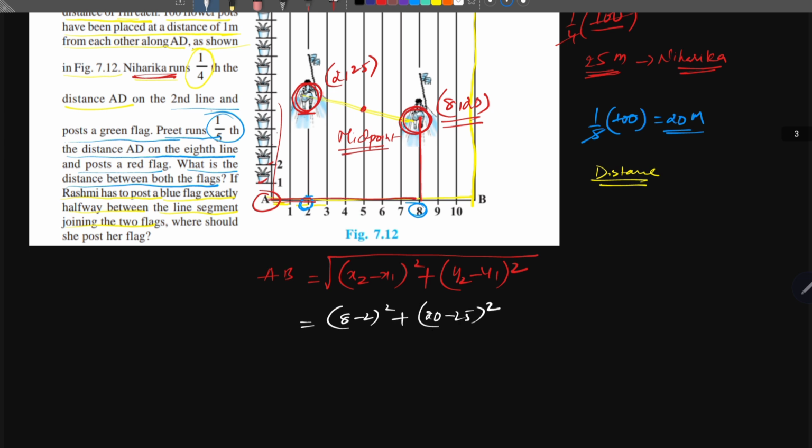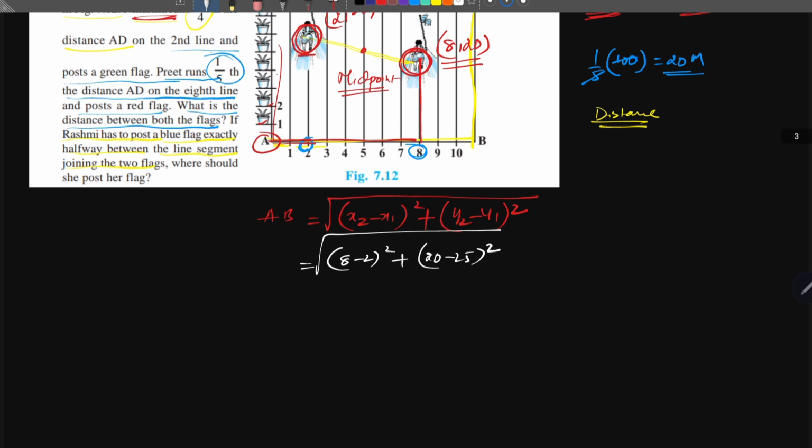So it is under root. 8 minus 2 is 6, whole square, plus 20 minus 25 is minus 5, whole square. 6 square is 36, 5 square is 25. The addition of both is 61. The distance between them is root 61. We can say in meters, therefore root 61 meters. Got it?